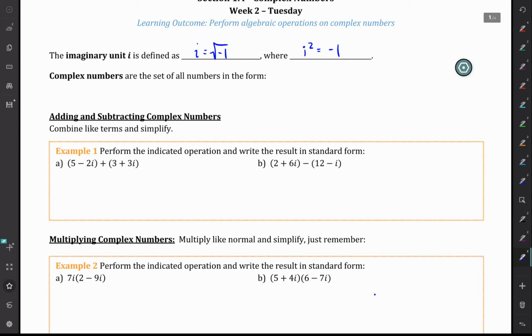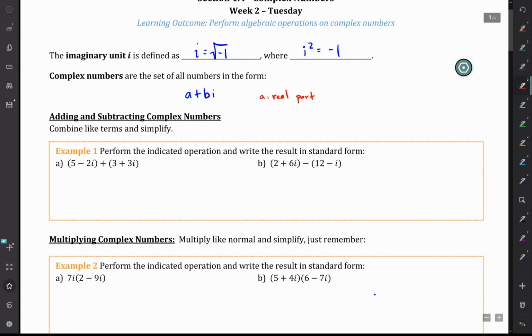So complex numbers are the set of all numbers of the form a plus bi, where a is the real part and b is the imaginary part. Okay, but a and b are both real numbers, but because you have the a plus bi, I guess the bi is the imaginary part.